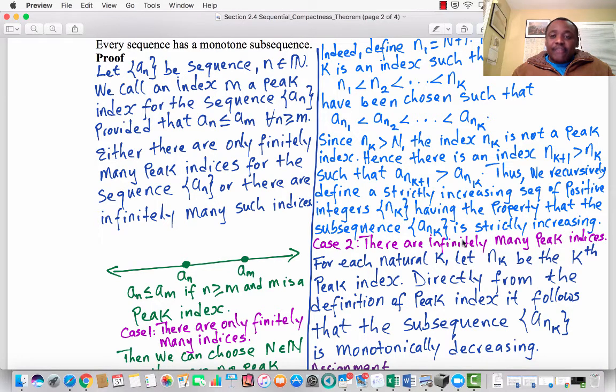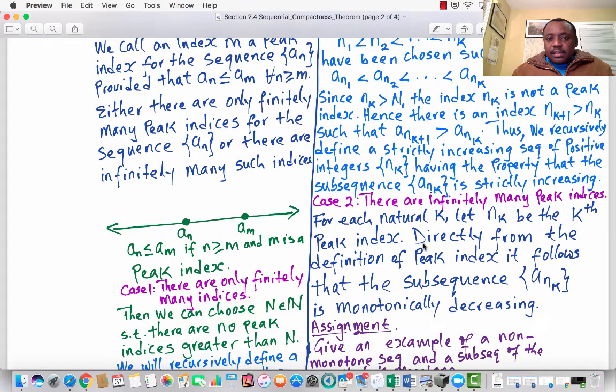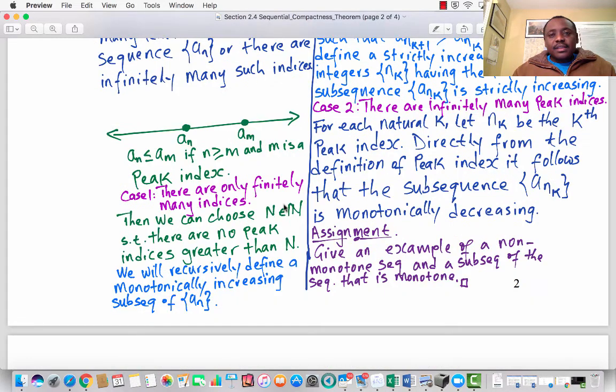For case 2, there are infinitely many peak indices. For each natural number k, let n_k be the kth peak index. Now, directly from the definition of a peak index, it follows that the subsequence a_{n_k} is monotonically decreasing. So whether it's case 1 or case 2 that holds, a sequence a_n always has a subsequence a_{n_k} that is monotone.